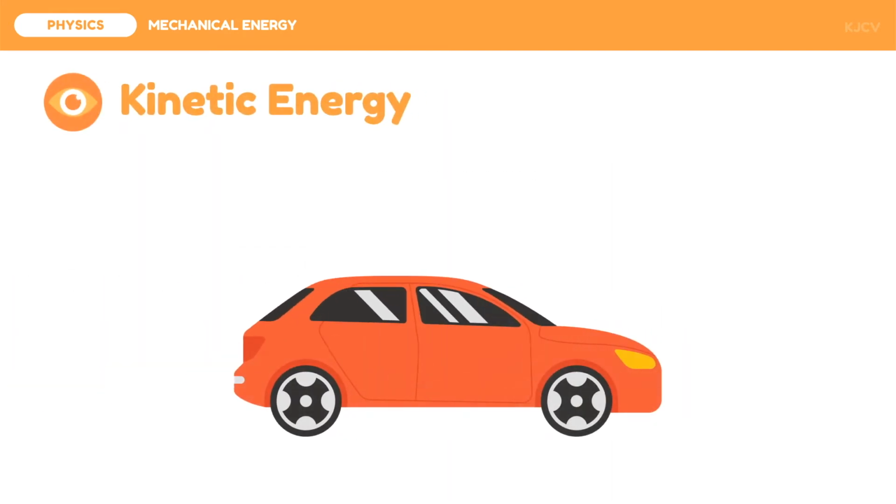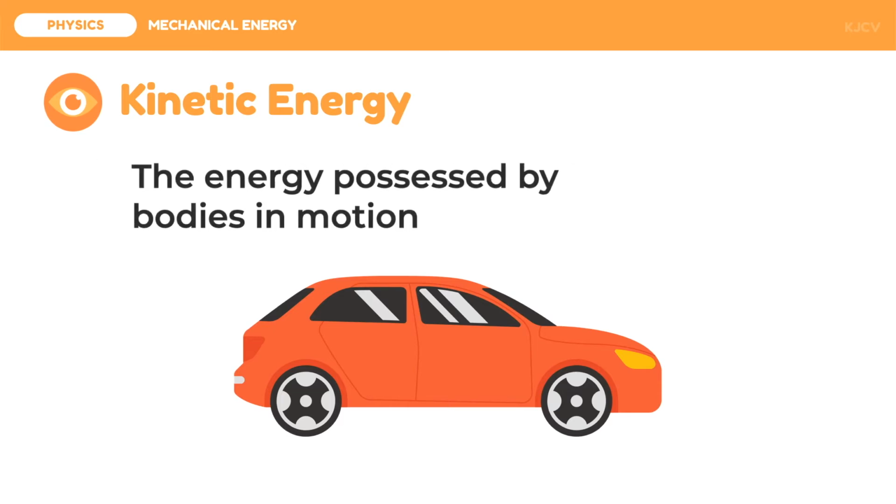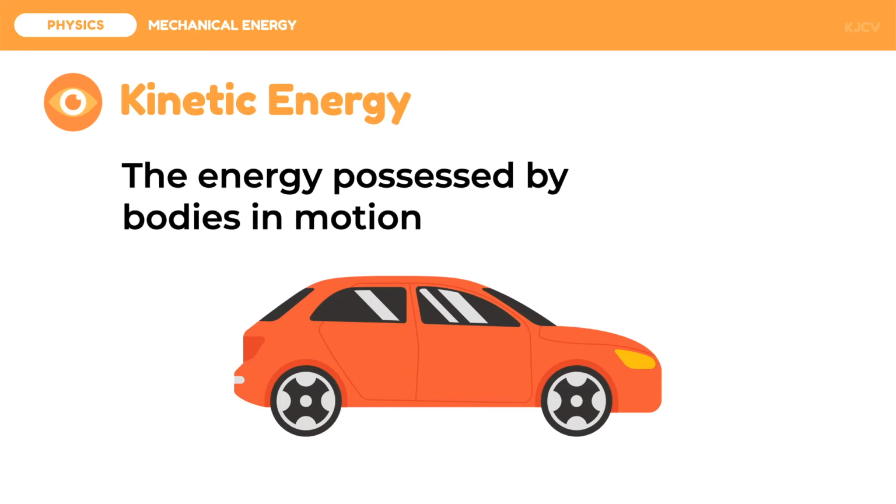First, let us discuss kinetic energy. It is the energy possessed by bodies in motion like the car as it moved in the previous animation. Since kinetic energy is the energy in motion, Newton's second law of motion is used to describe how the force exerted on an object's mass allows it to accelerate.